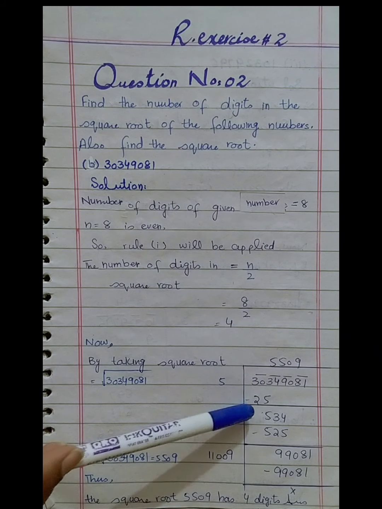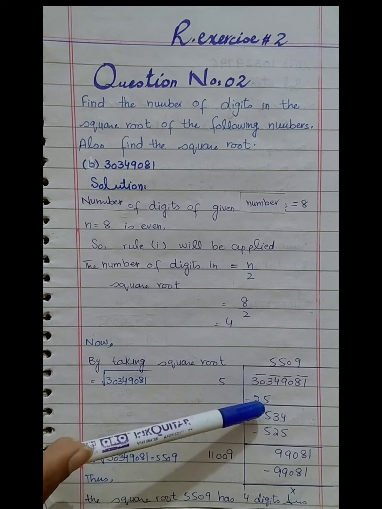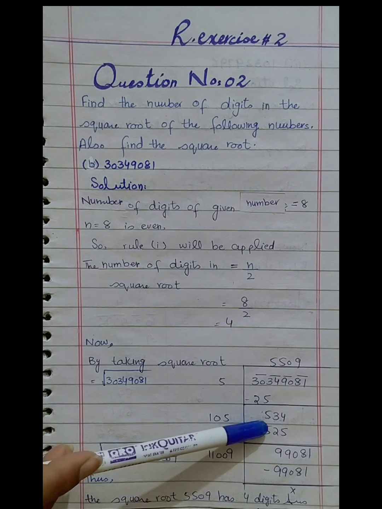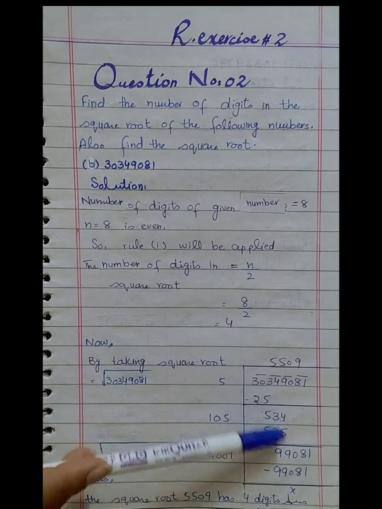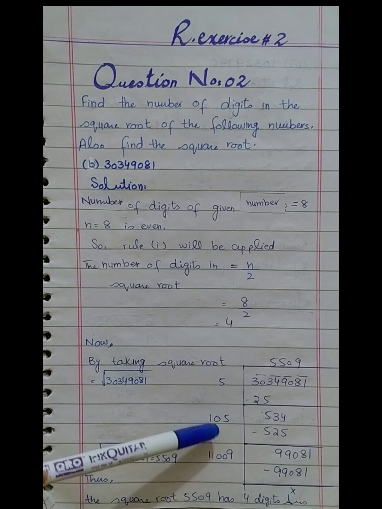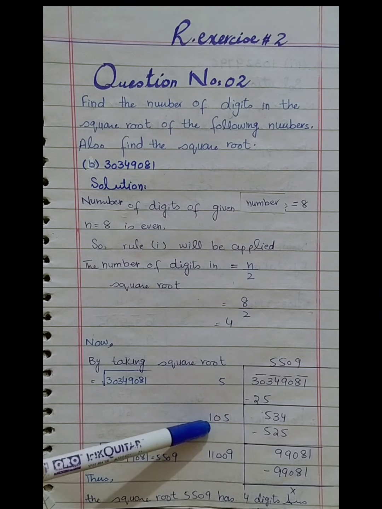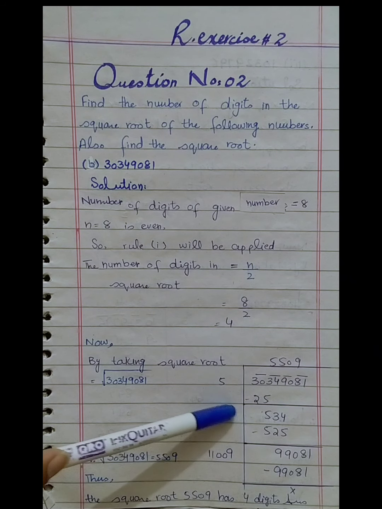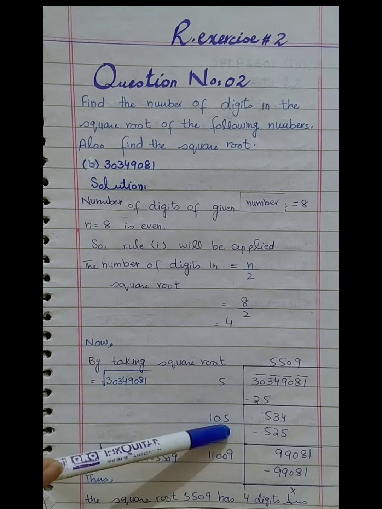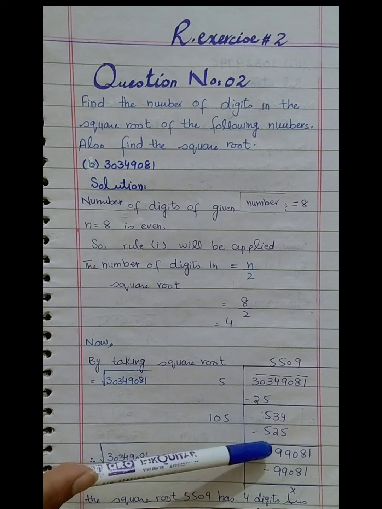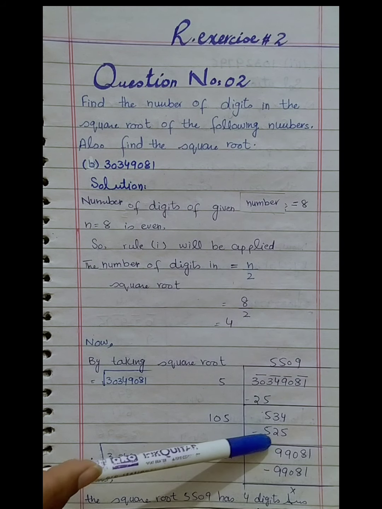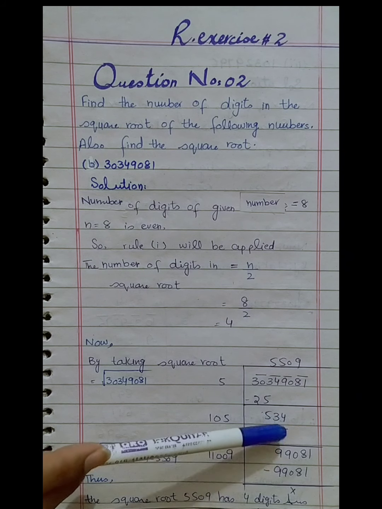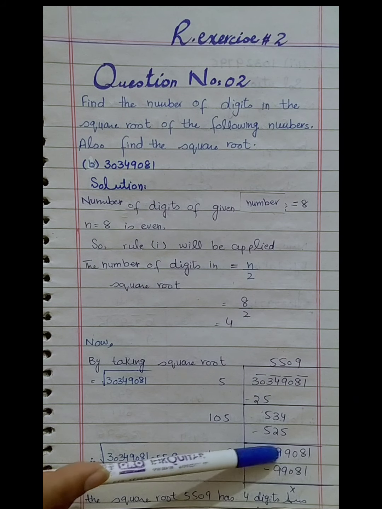So by taking the square root, firstly we make pairs and then we take the value 5. 5 multiplied by 5 equals 25. Subtract 25 from 30 and we get 5. Bring down the pair 34. The value becomes 534. So double the value 5, which is 10, and take another digit with 10, 5, as well as quotient and divisor. We take 5. So 105 multiplied by 5 is 525. Subtract 525 from 534. We get 9.